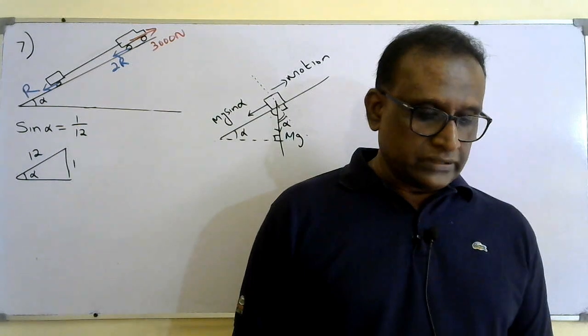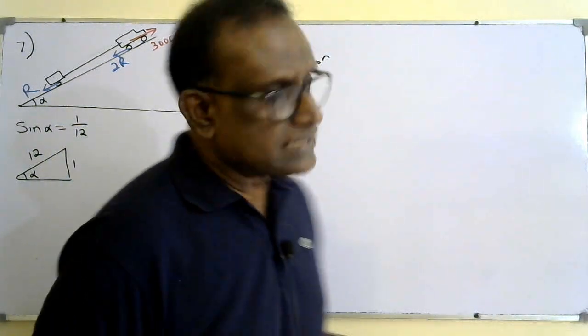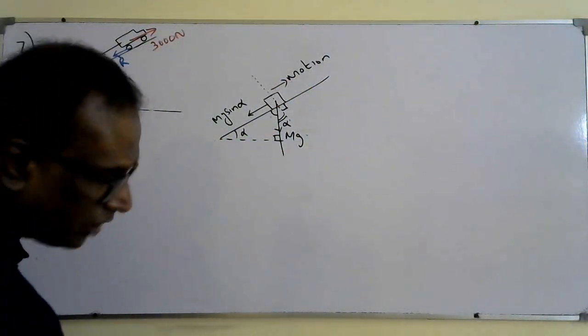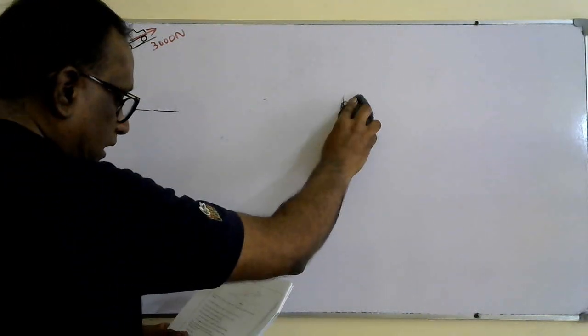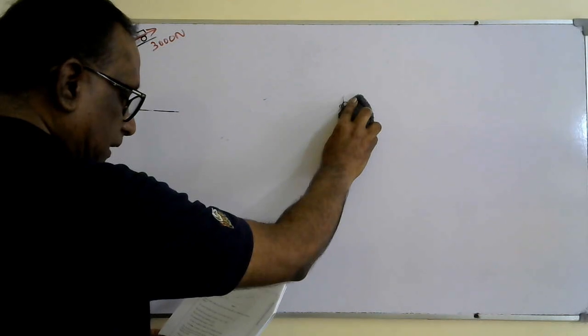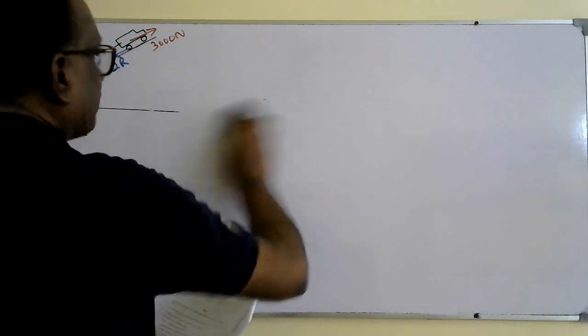Using the model, show that the value of R is 60. Okay, so these are the forces acting on the object. So on the car and the trailer, they have the forces acting.